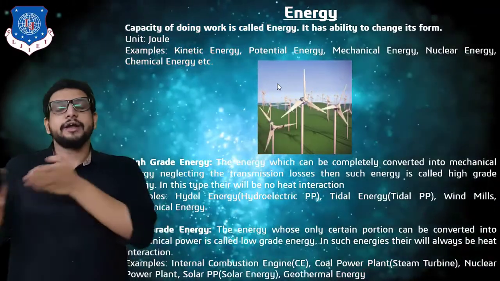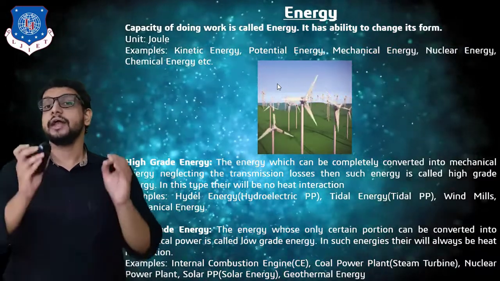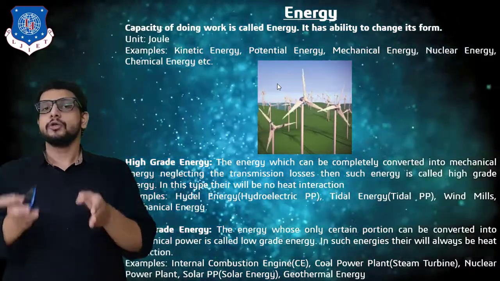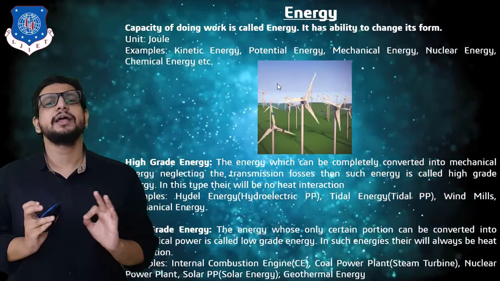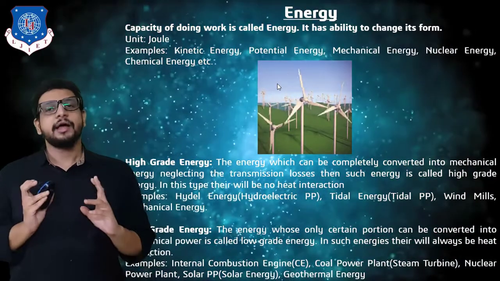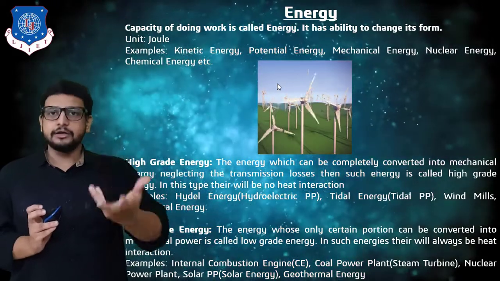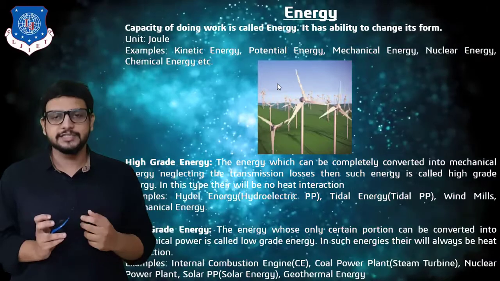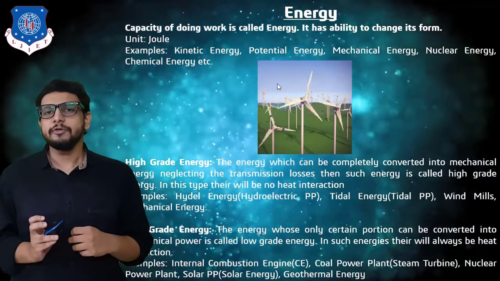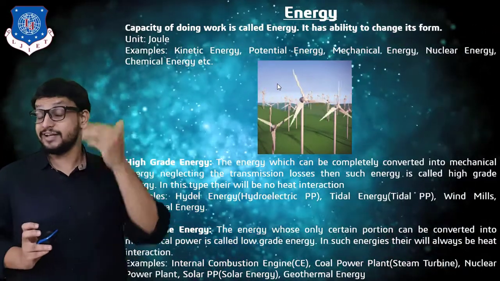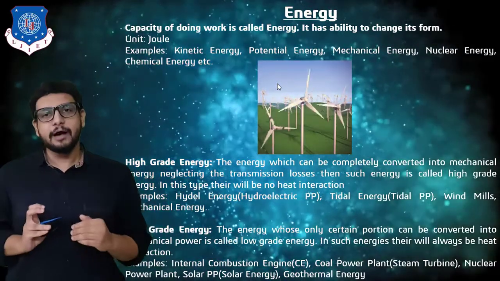Okay, now what is low grade energy? The energy of which only a certain portion can be converted into mechanical power is called low grade energy. So in this type of energy, there will always be a heat interaction between a system and a surrounding. For example, what comes under low grade energy? We would say the internal combustion engine, in which combustion takes place, heat energy is generated and conversion takes place into mechanical power. But only about 60% conversion is possible, whereas in the case of high grade energy, almost 90% conversion into mechanical power is possible.